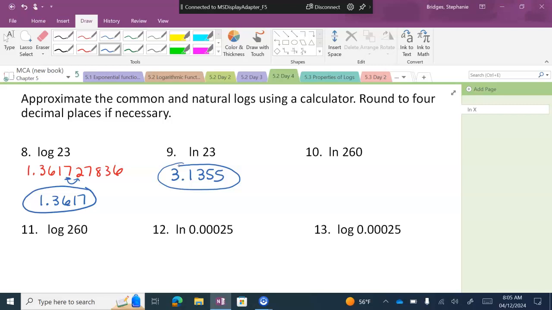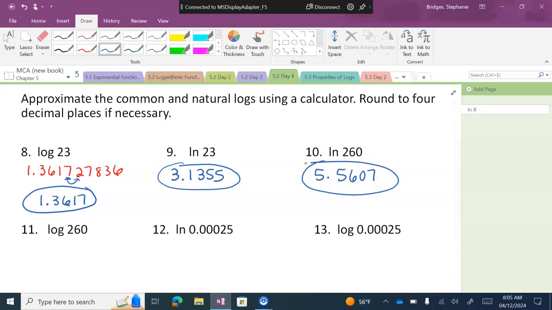Then I'm going to do the natural log of 260. So I get 5.560 what's that last number going to be? 7, okay, because there's an 8 behind the 6 that makes it turn to a 7.